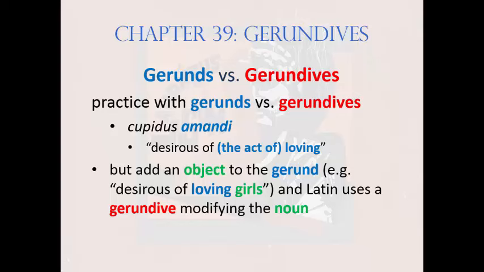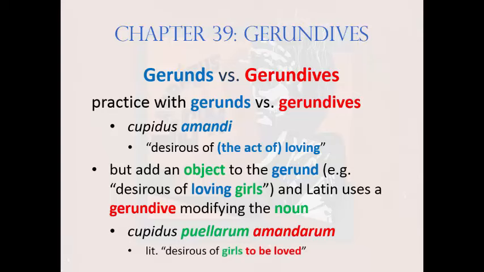It has to be a gerundive modifying what in English is the object of the gerund. In other words, "loving" has to modify "girls," and "girls" has to take the case the Latin gerund had, the genitive. It becomes cupidus puellarum amandarum, literally, "of the girls to be loved," that is, who are to be loved. But forget the literal meaning. It makes no sense in English. Just look at what you did.